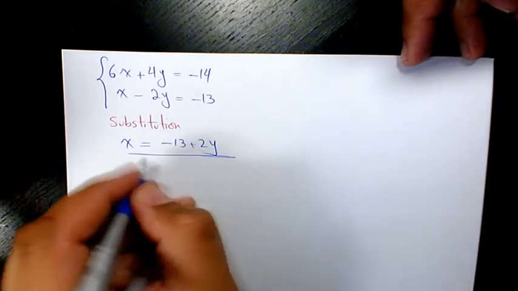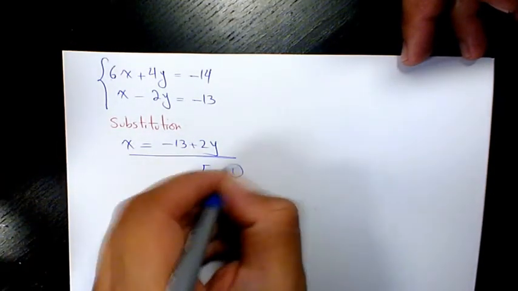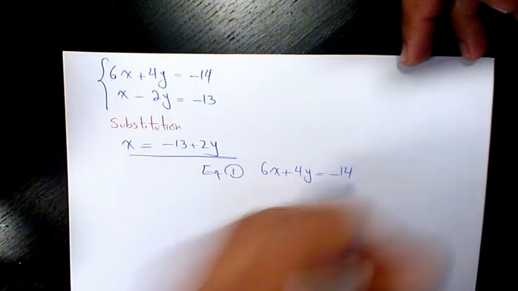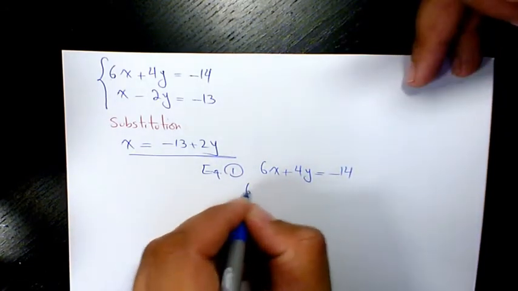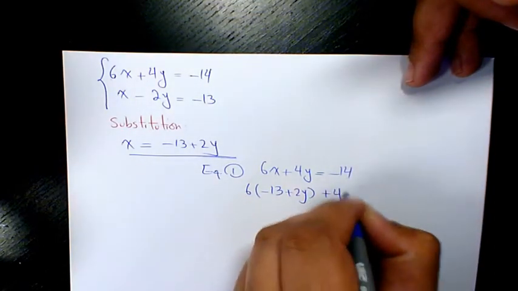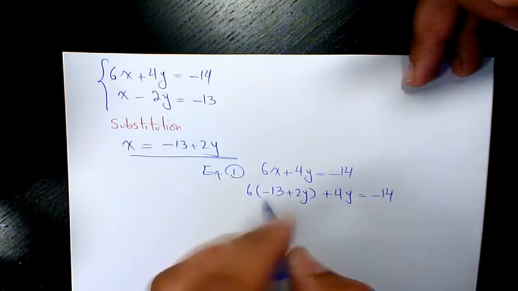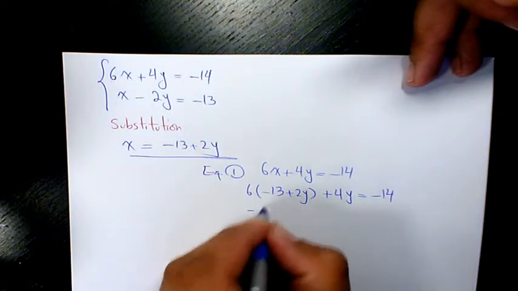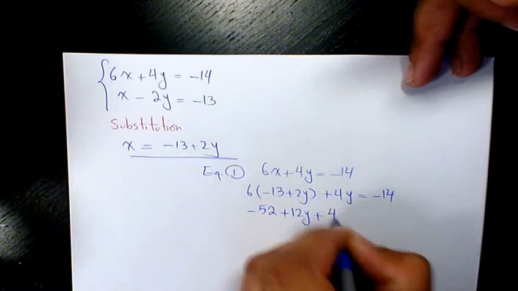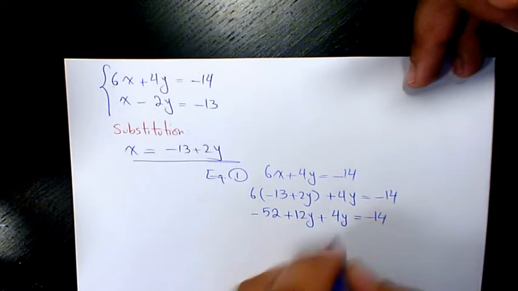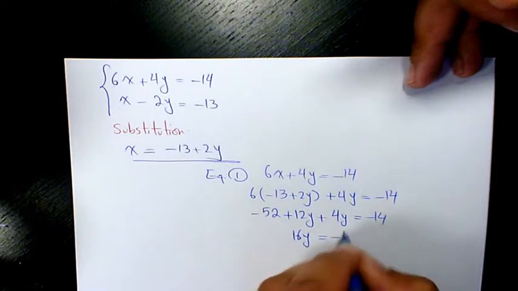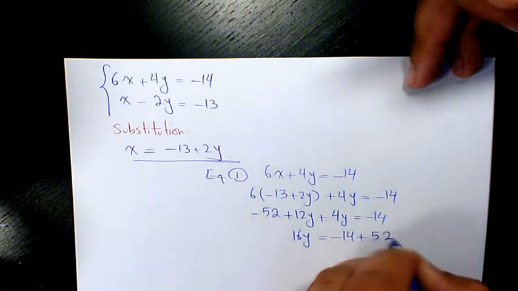Then you substitute it into equation 1. In equation 1 you have 6x plus 4y equals negative 14. So that's going to be 6 times (negative 13 plus 2y) plus 4y equals negative 14. 6 times negative 13 is going to be negative 52 plus 12y plus 4y equals negative 14. So 12y and 4y is going to be 16y.